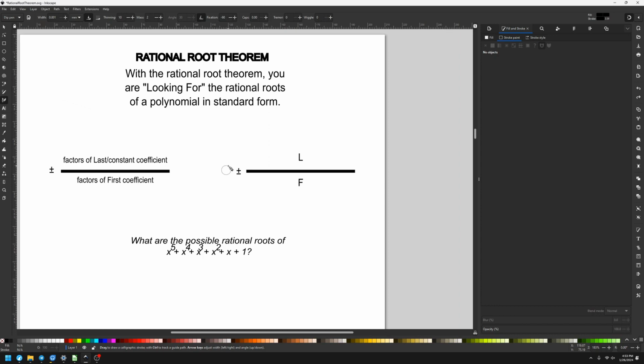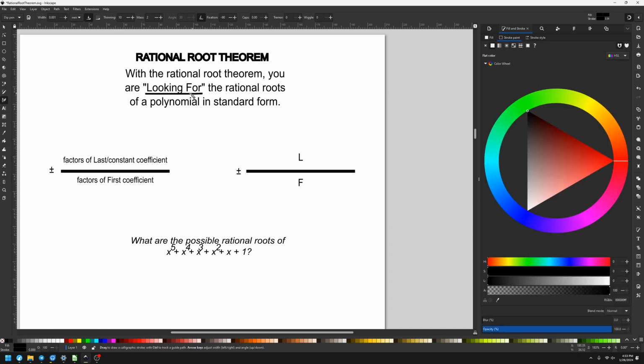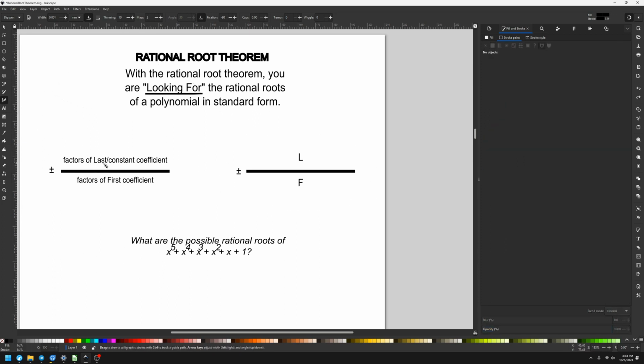In today's video, we're going to be covering how to use the rational root theorem. Okay, so with the rational root theorem, you are looking for the rational roots of a polynomial in standard form. The reason "looking for" is emphasized here is because the first letter of each word is L-F, and that's the statement of the rational root theorem. It's the factors of the last, a.k.a. the constant coefficient, divided by the factors of the first coefficient.